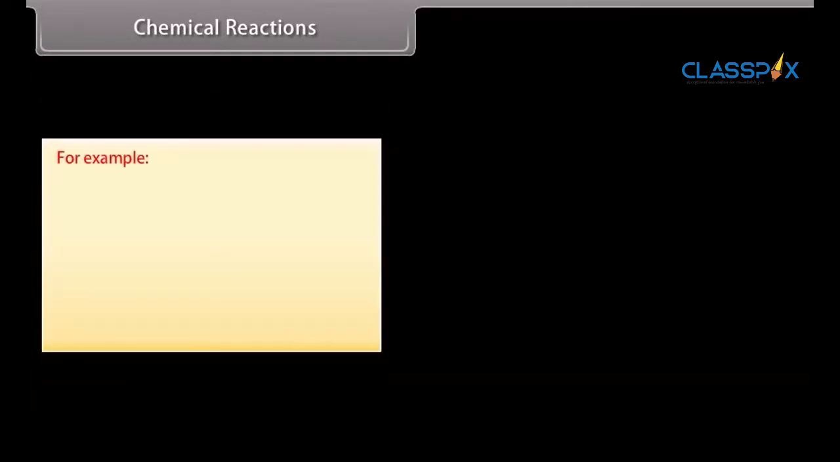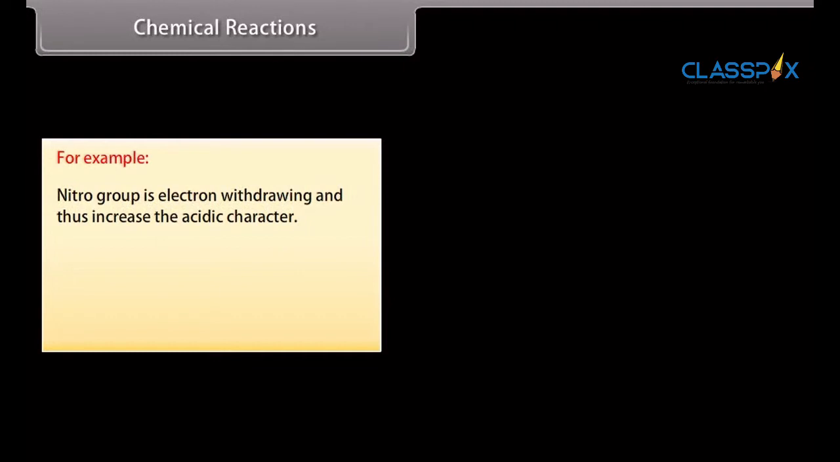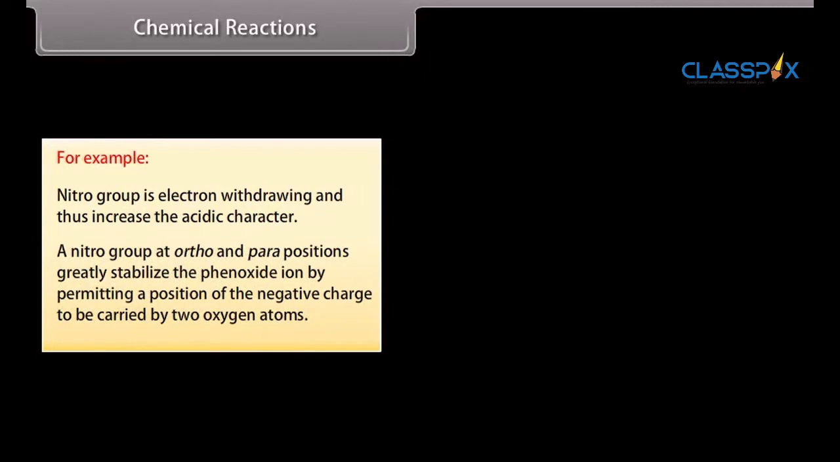For example, nitro group is electron withdrawing and thus increase the acidic character. A nitro group at ortho and para positions greatly stabilize the phenoxide ion by permitting a portion of the negative charge to be carried by 2 oxygen atoms.